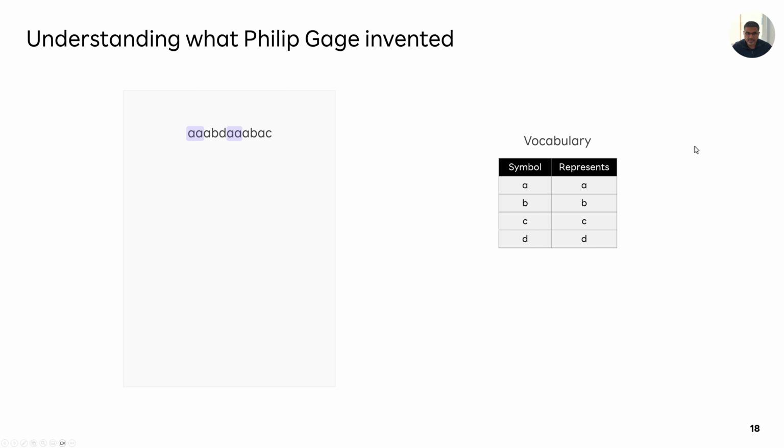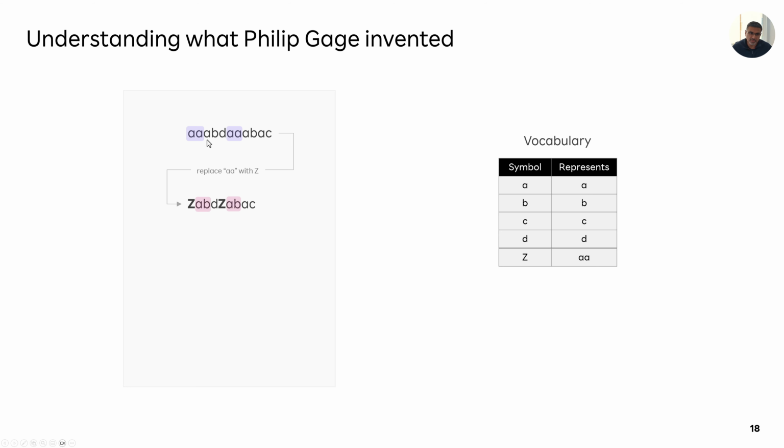Now I can look at the subwords and say AA is repeated twice. So I can make this its own symbol, and I can shorten the text: instead of AAABD, I can call it ZABD. Then I add a new symbol to my vocabulary called Z. And whenever I see Z, it actually means AA. And you can keep on doing this for the same sentence.